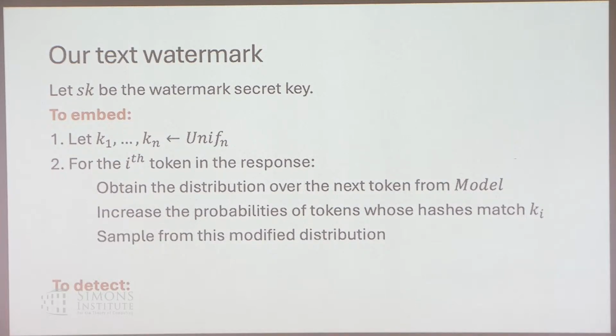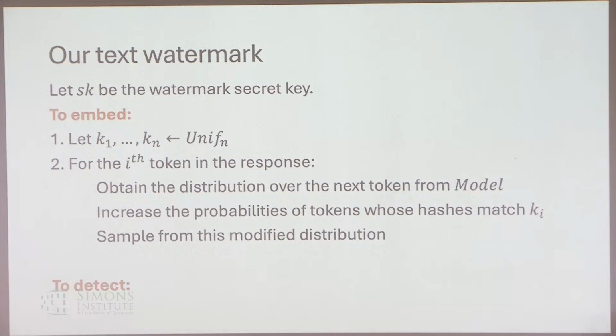Okay, and so it might look at first like I changed the distribution by forcing the model to sample a token correlated with k_i. But because the k_i's are random, this is actually statistically the same as just sampling from this distribution. And the intuition is the k_i's are random bits. So half the time you're increasing the probability of tokens that hash to them, the other half the time you're decreasing. And so in expectation, it's the same. Okay, and so I have not modified the sampling process if the k_i's are actually random.